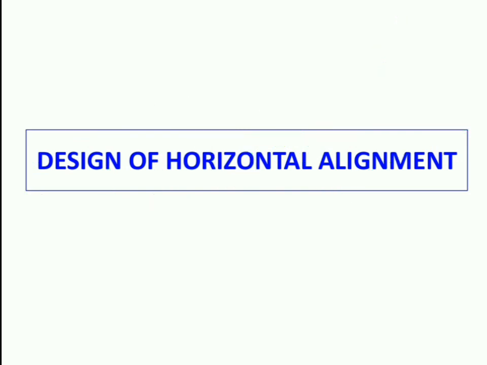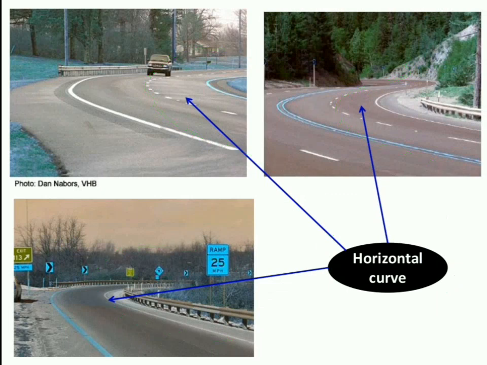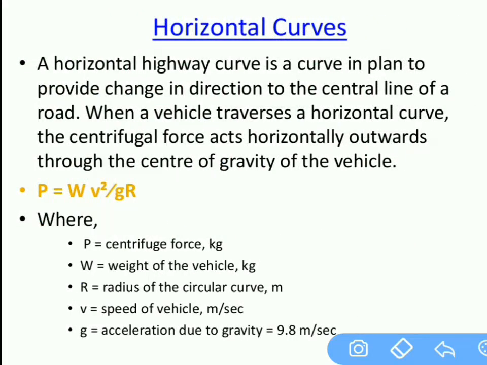Next, we will move into the topic. Horizontal curves. This is a horizontal curve, this is a horizontal curve, this is a horizontal curve. All horizontal alignment deals with horizontal curves. What is a horizontal curve? Simple. The direction changes with respect to the center line of your road.